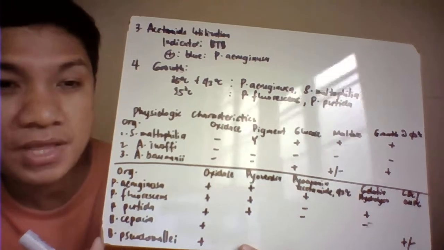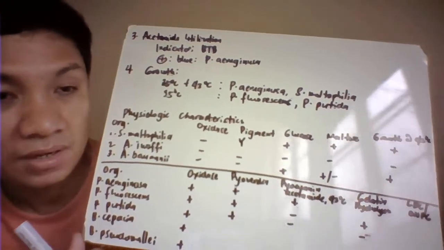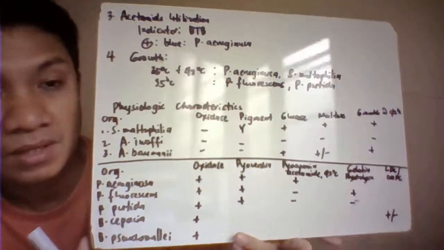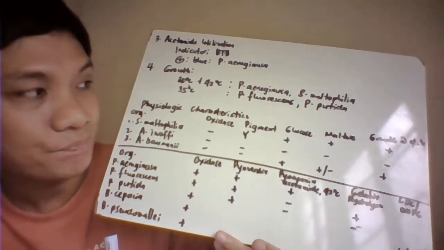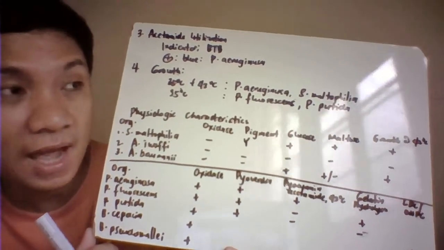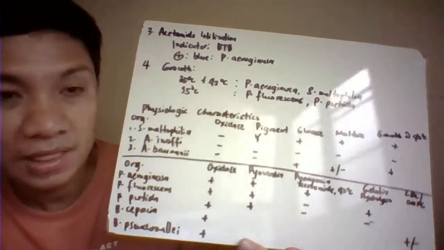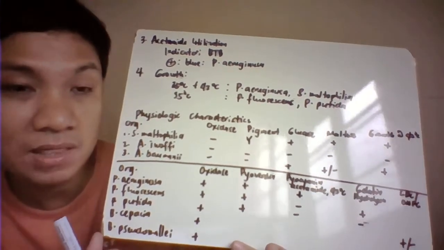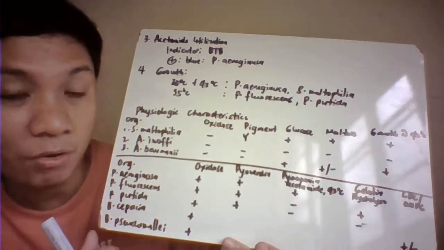Another one is growth at different temperatures. Growth at 42 and even 35 is the case of Pseudomonas aeruginosa and your Stenotrophomonas. But your Pseudomonas fluorescens and Pseudomonas putida are only able to grow at 35 but not at 42 degrees Celsius. That differentiates them from your Pseudomonas aeruginosa, because all of them produce yellow pigment that fluoresces. They only differ in their growth temperature requirement.